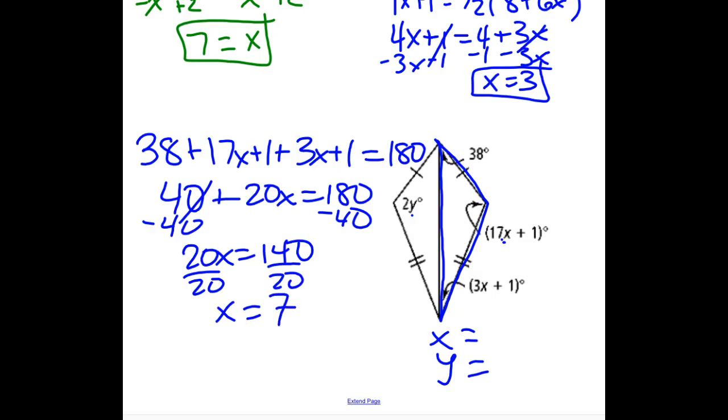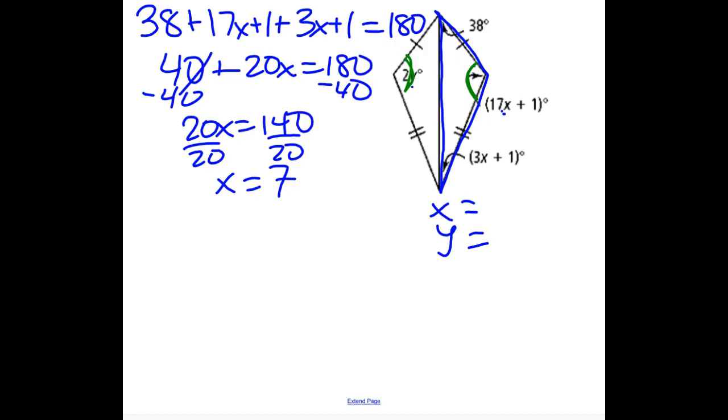Now, we had a question similar to this on our homework this year, and I remember that we struggled with getting our y variable next. So in a kite, there's a few things you need to remember. The long diagonal bisects the angles it goes through, and the short diagonal connects congruent angles. So that means that this 2y over here is going to be the same as that 17x plus 1.